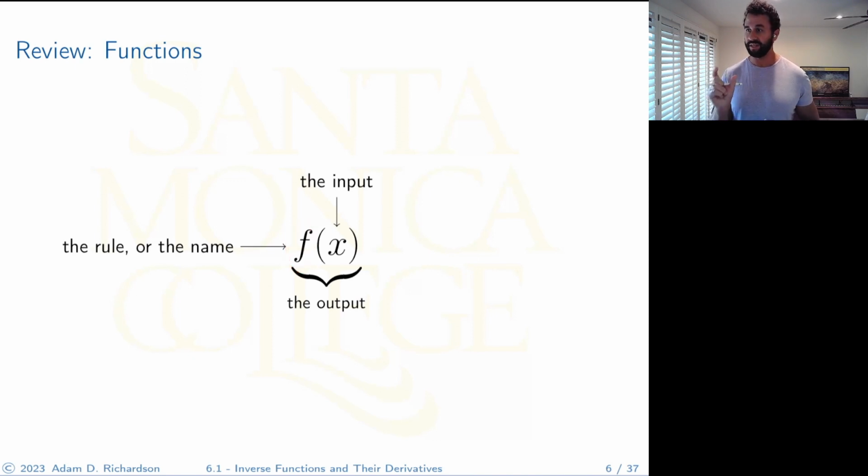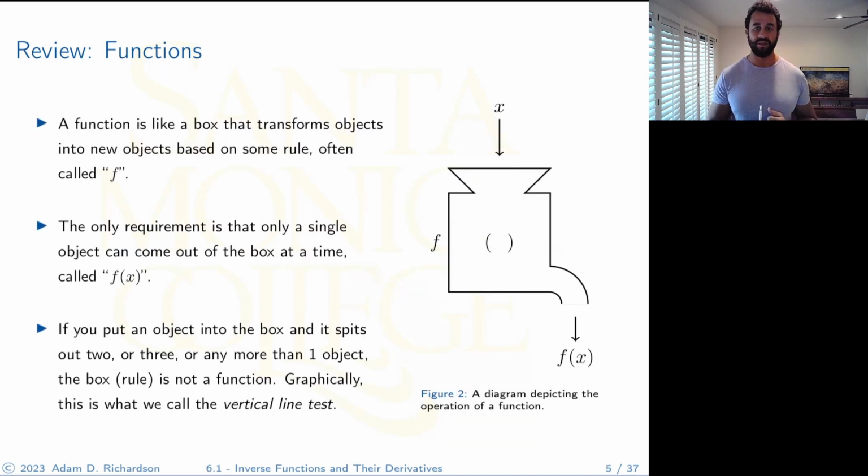And then here's the critical idea. The entire symbol f of x itself represents the output of the function. It's not the function, it's the output of the function. And that's why this picture is so handy. You take x, you drop it into the box, it gets f'd up, and then what comes out is f of x. That's how it works. So remember, when you see the symbol f of x, think of it as an output of a function, not the function itself.